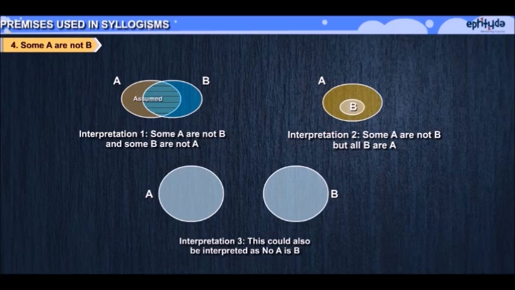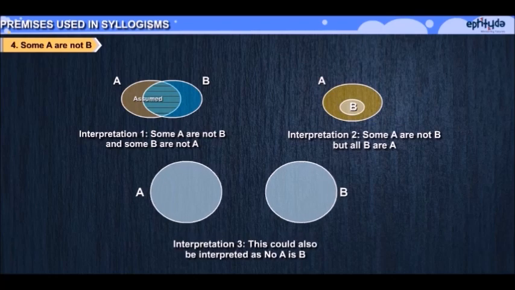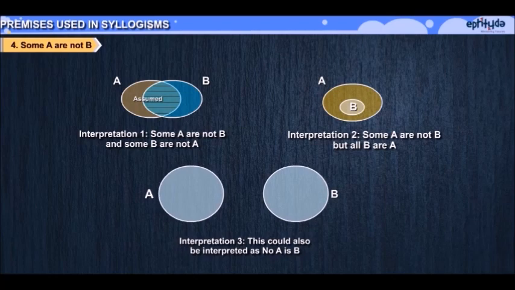So if there is a statement, some cakes, that is A, are not sweet, that is B, and we know that Purushottam is eating a cake. Now if this cake A falls in the shaded portion in interpretation 1 and 2, the cake will not be sweet. If it falls in 1 and 2 but not in the shaded portion, it means it will be sweet. If it falls in third interpretation, then this cake A will not be sweet. B and anything that is sweet can never be this cake.